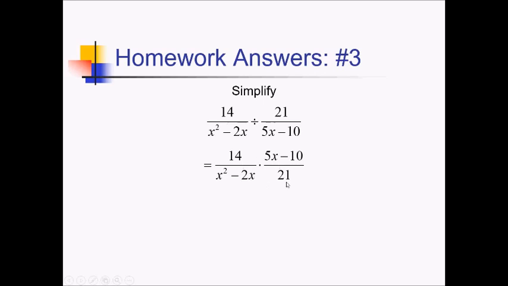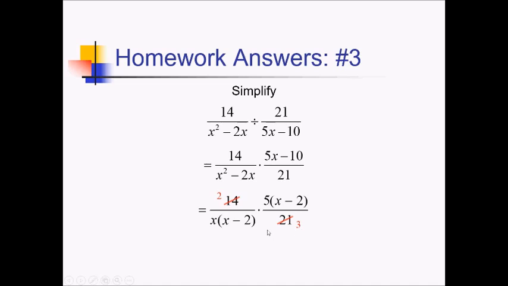So the 14 and the 21 are good to go. But in the lower left, we can take an x out of that expression, leaving us with x minus 2. And in the upper right, we can take a 5 out of that. So that's going to be an x minus 2 in there as well. So the 14 and the 21, we can cross-reduce those since I am multiplying. And that leaves me with a 2 up here if I divide by 7, and a 3 down here.